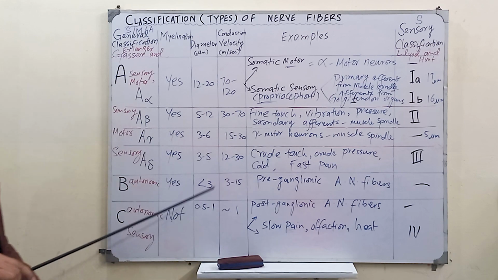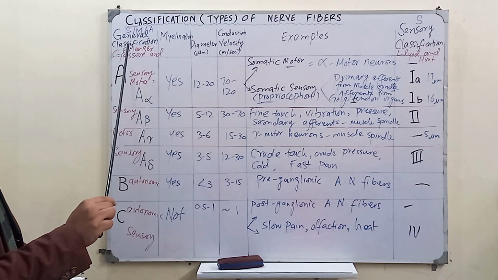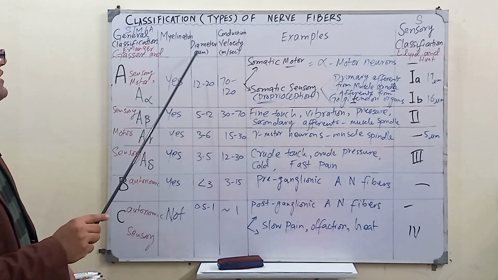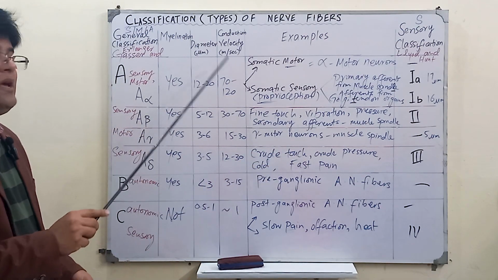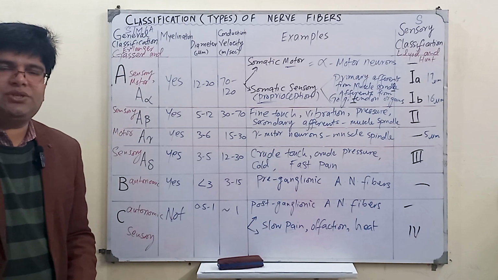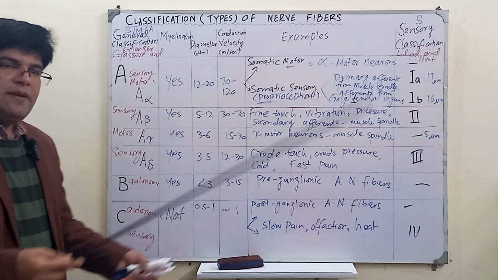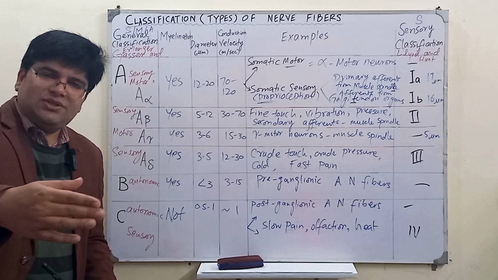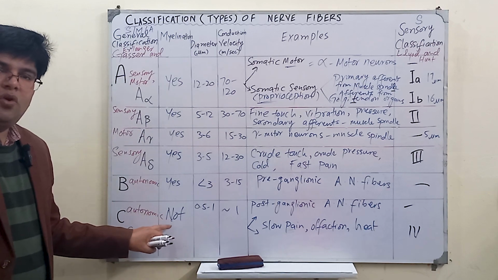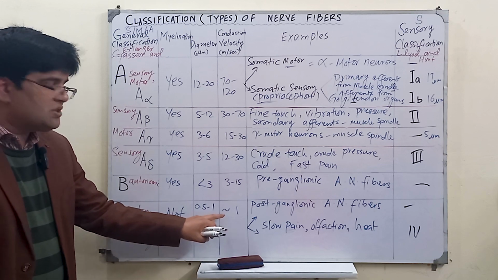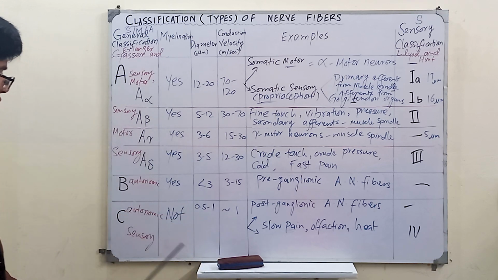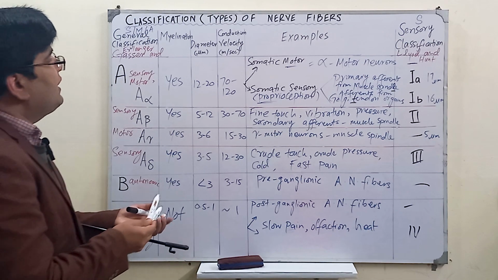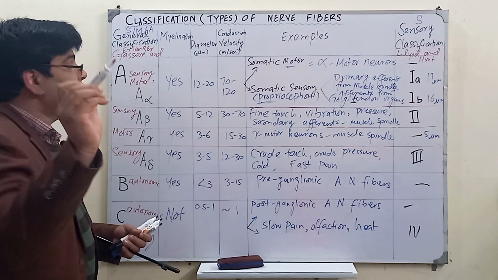And this classification of nerve fibers into two groups, general and sensory classification, is on the basis of differences in the diameter of the nerve fibers and the presence or absence of myelination. The bigger the diameter and if myelination is present, the velocity of conduction will be faster. And when there is no myelination and the diameter is less, the velocity of conduction will be slowest. So you can see here that type C fibers are slowest to conduct, and type A alpha nerve fibers are fastest to conduct.